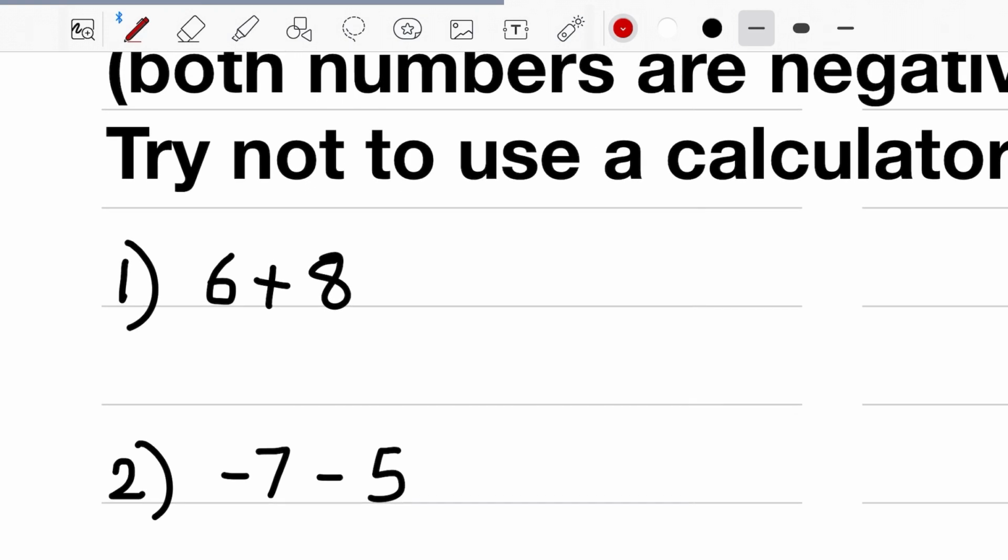So in question 1, we have positive 6 plus 8. Both those numbers are positive. So what we'll do is we will add 6 plus 8, which gives us 14. And since they are both positive numbers, your answer will be positive. So your answer is positive 14, which we can just write as 14.